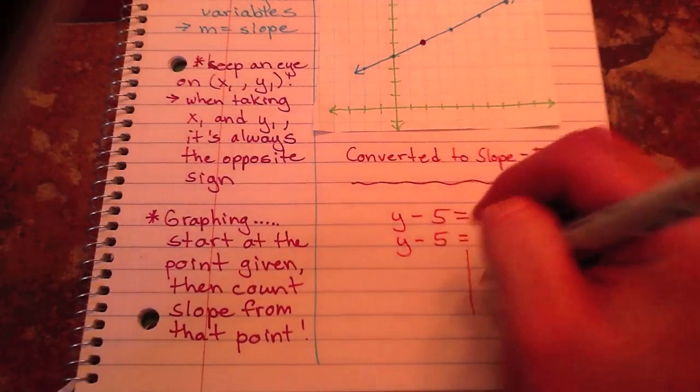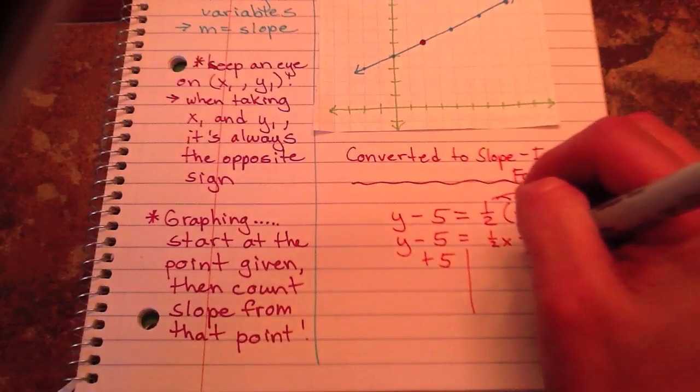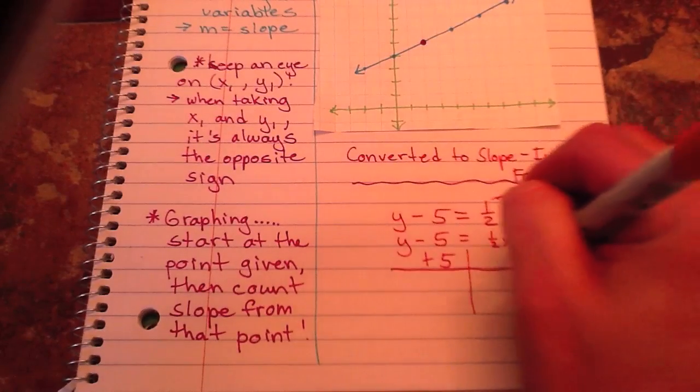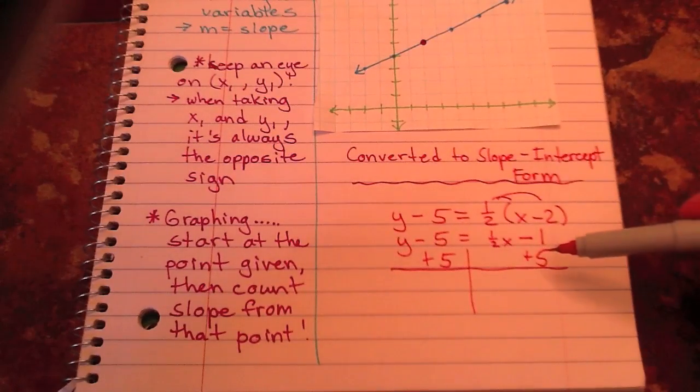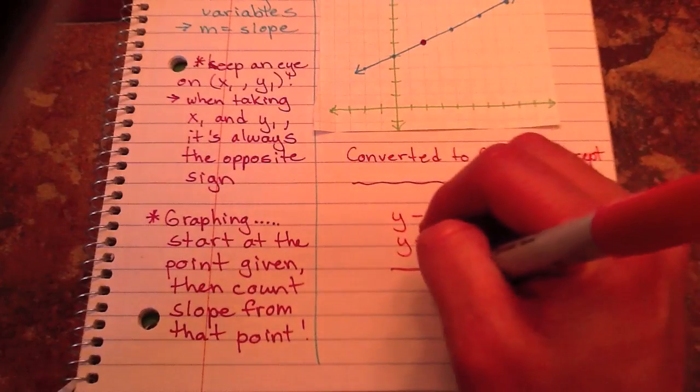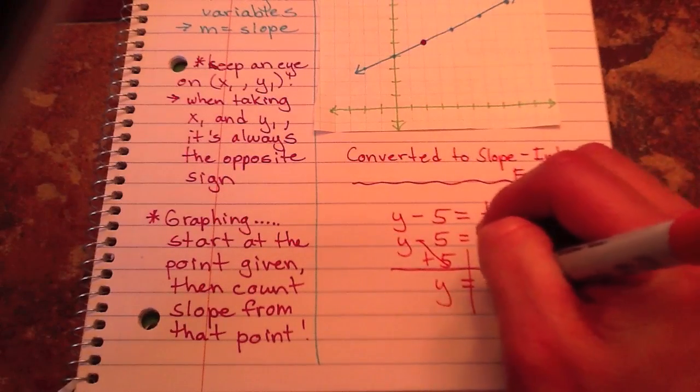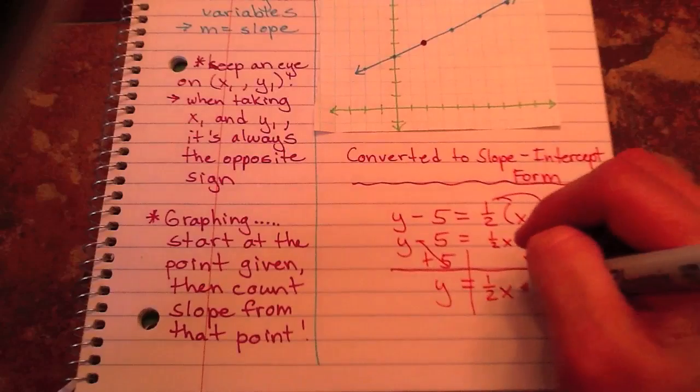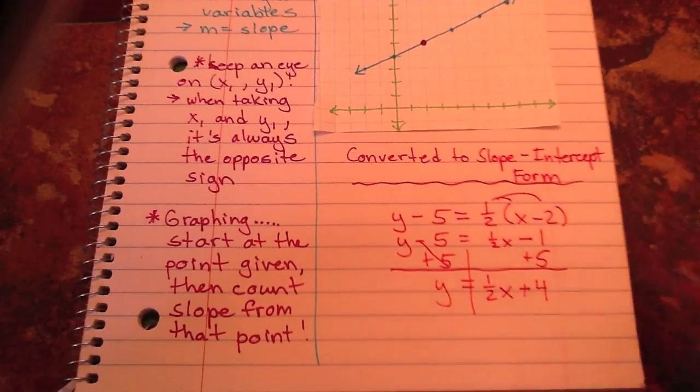Now you're still isolating y, so you're going to add 5 to both sides. Always line up like terms when there are like terms. You end up with y equals 1/2 x plus 4. Now you have slope-intercept form.